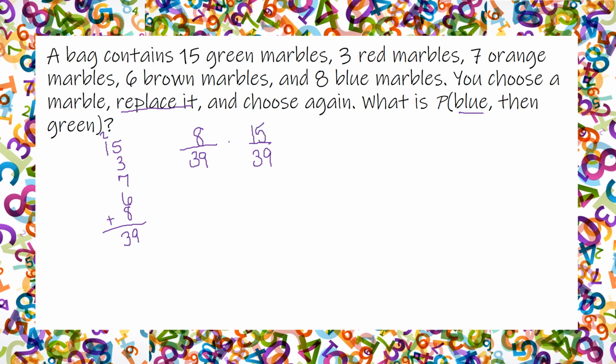Now, when you have the probability of 2 different things, and you want to know what's the probability of getting something and then something else, you have to multiply those. So I'm going to multiply across the top, 8 times 15, and I get 120. And then 39 times 39 is 1,521. I see both of these are divisible by 3. So I'm going to simplify just a little.